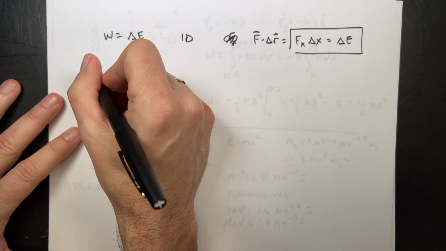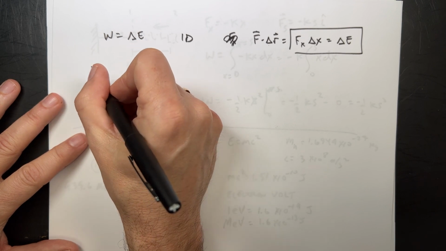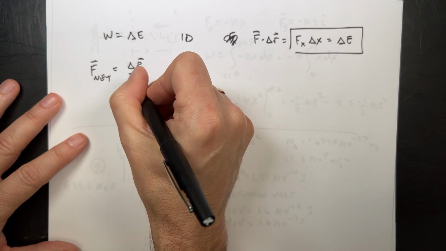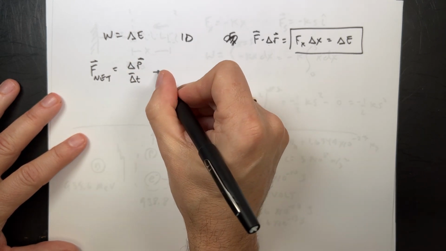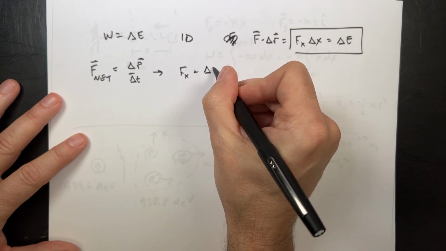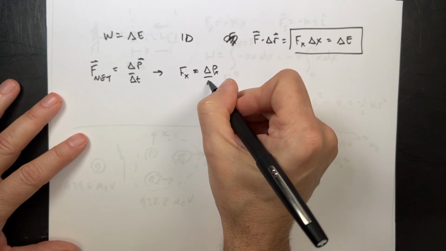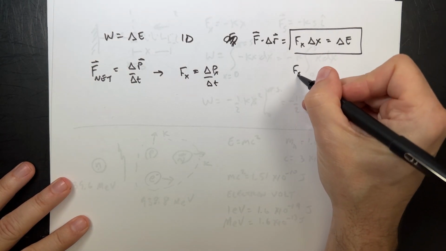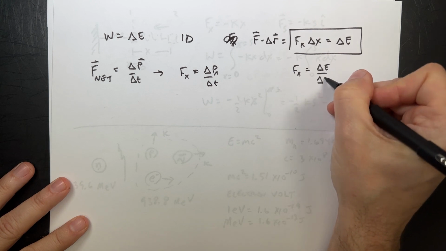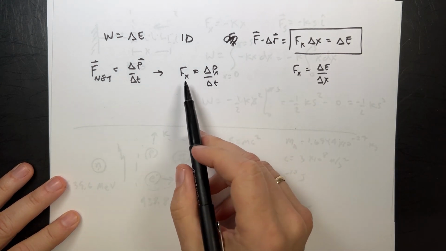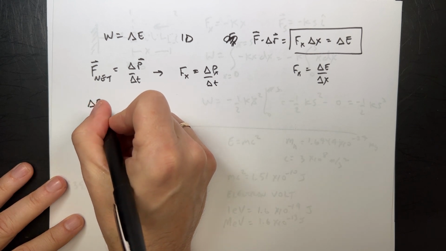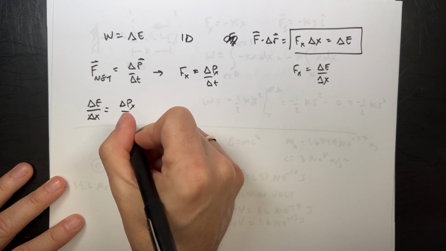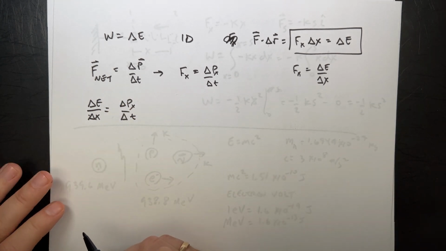Now, what about a single particle with the momentum principle? Well, the momentum principle is F net is equal to delta P over delta t. But if I do that in one dimension, I get Fx equals delta Px over delta t. So let's solve the work relation for Fx. I get Fx equals delta E over delta x. And then these are both Fx. So I get delta E over delta x is equal to delta Px over delta t. So that's kind of a big deal.